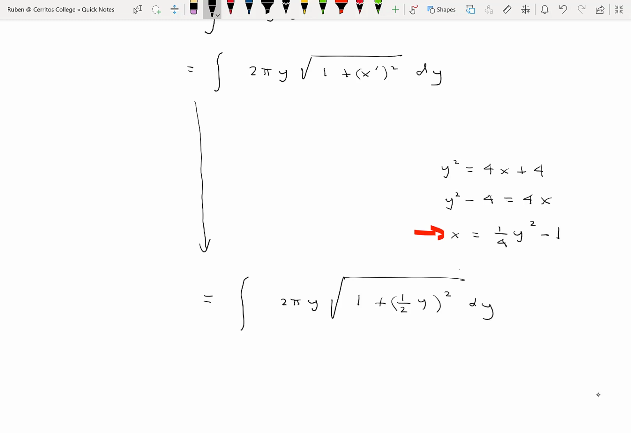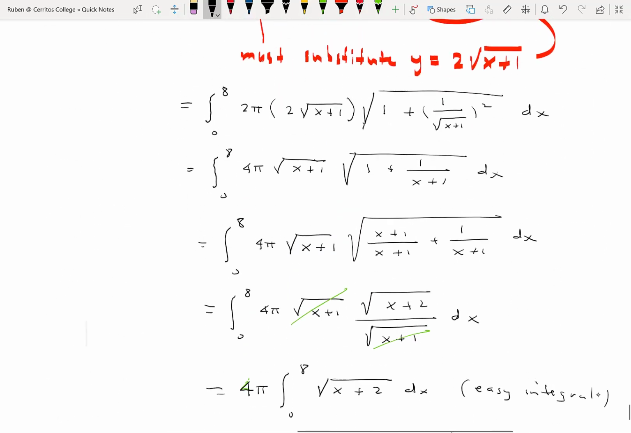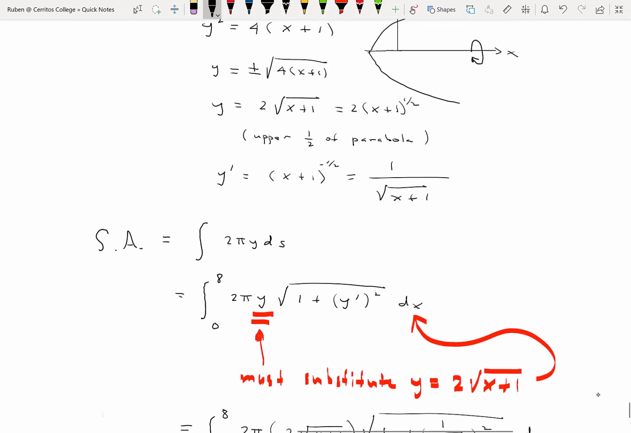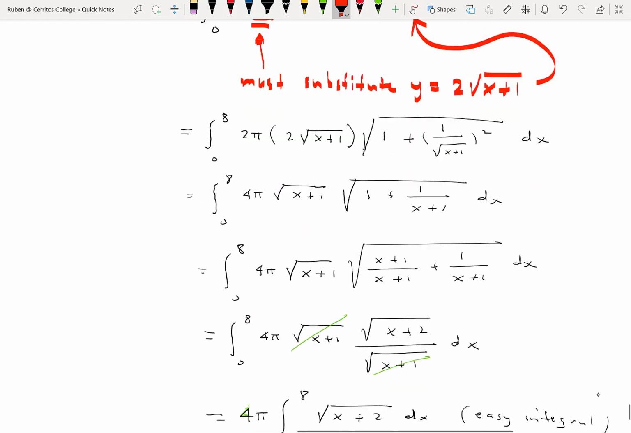Integrate with respect to y. Now our limits of integration need to change. Our limits of integration before were x was 0 and x was 8. Well, if x is 0, then what's y going to be? Remember, y is equal to 2 times the square root of x plus 1.